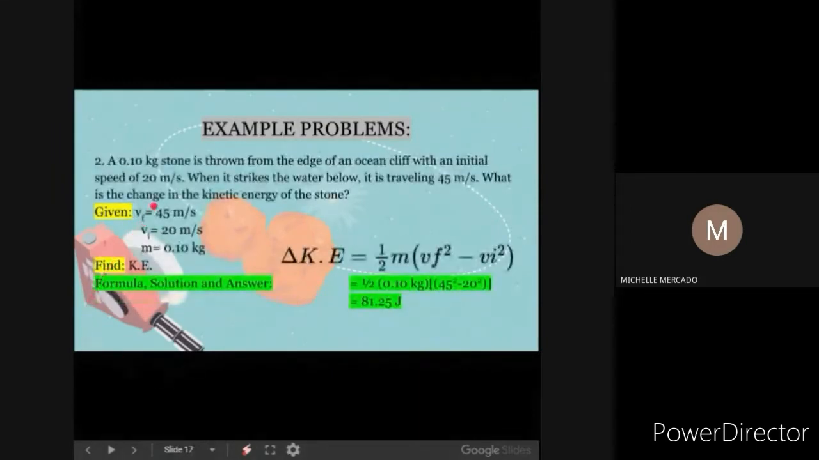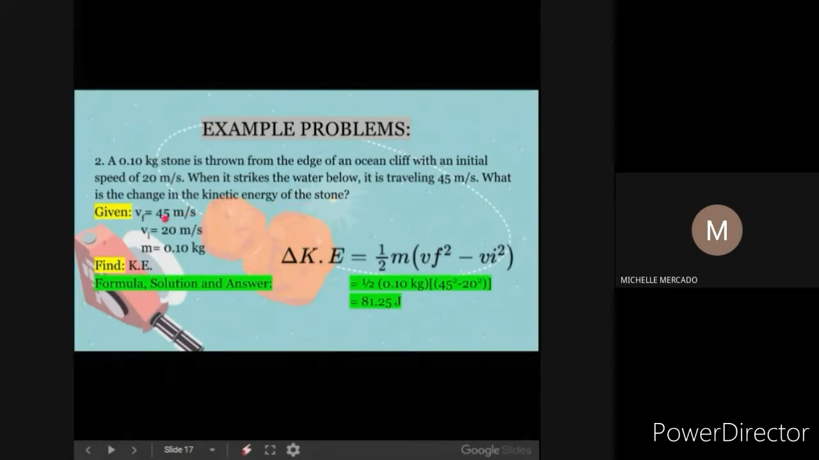Okay, so second problem. A 0.10 kilogram stone is thrown from the edge of an ocean cliff with an initial speed of 20 meter per second. When it strikes the water below, it is traveling 45 meter per second. What is the change in the kinetic energy of the stone? So we're going to find the change in the kinetic energy of the stone.